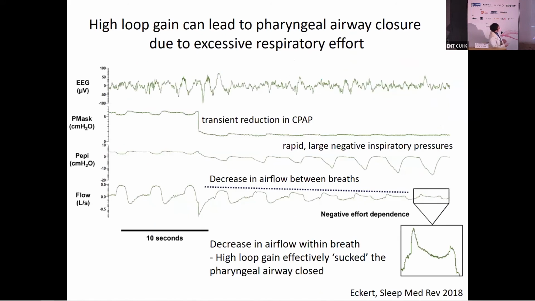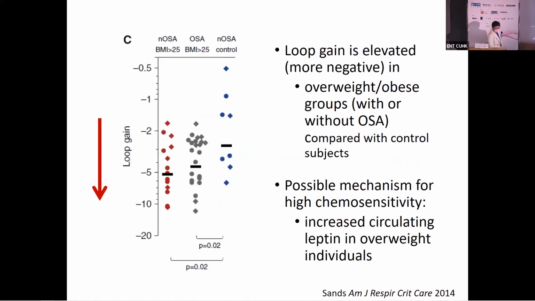Yeah, so a high loop gain can lead to pharyngeal airway closure, and sometimes this decreased airflow within the breath, this high loop gain can effectively even suck the pharyngeal airway closed. Within a breath, there can also be a closure. Interestingly, again, obese patients have high loop gain compared to controls. And we think that the mechanism is probably due to the increased circulating leptin in overweight individuals.